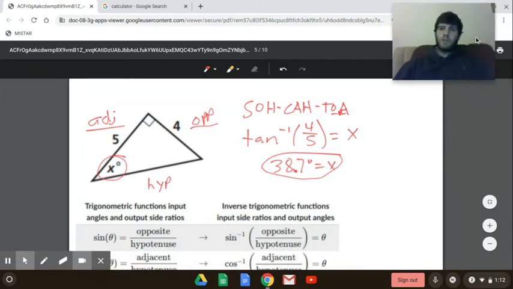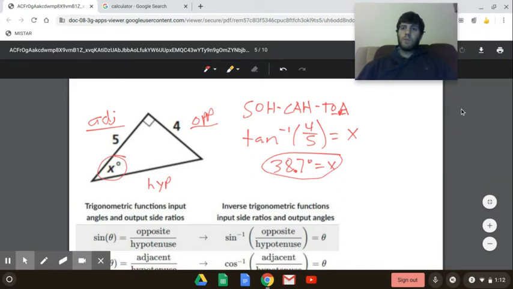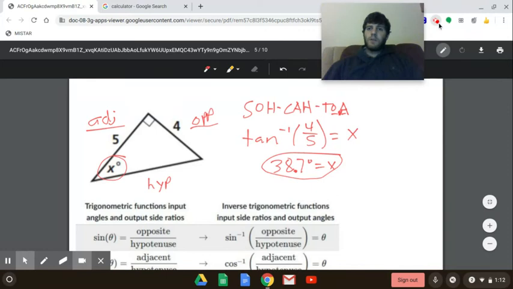Okay, so again, this should help you finish the inverse trig worksheet and also the Khan Academy exercise. Again, let me know if you have any questions or want me to do more examples.